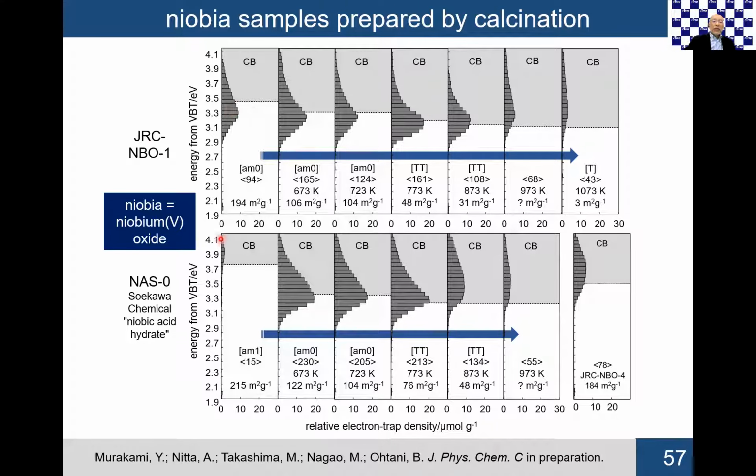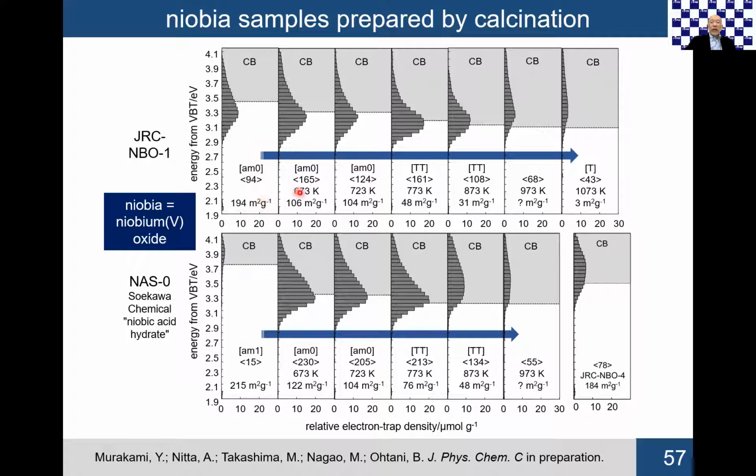And the left two samples are the starting material. And they are different. Probably they are not niobium oxide. That is niobic acid or amorphous niobia. And therefore, the patterns are different.